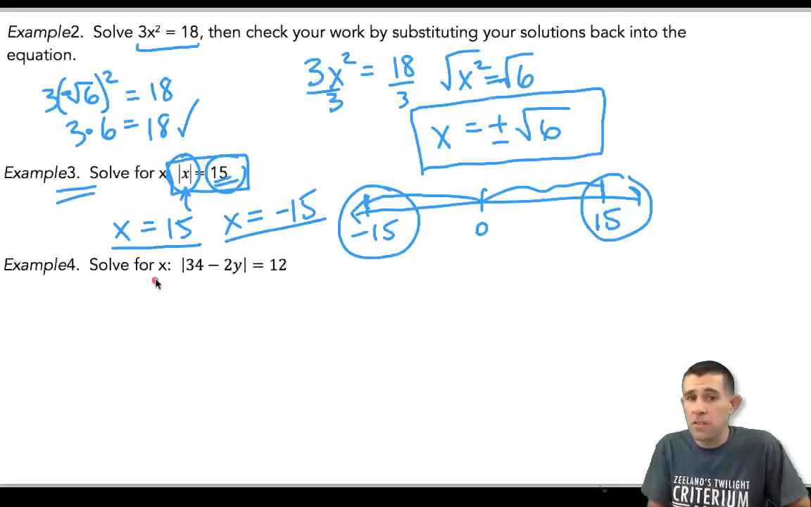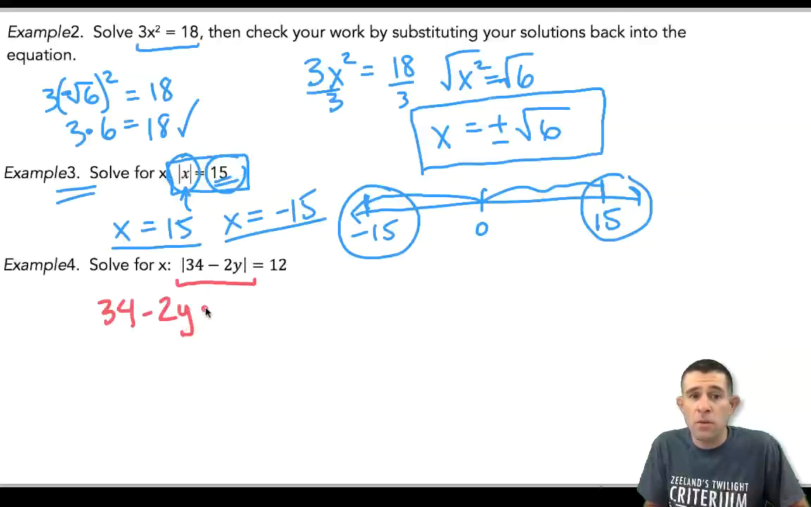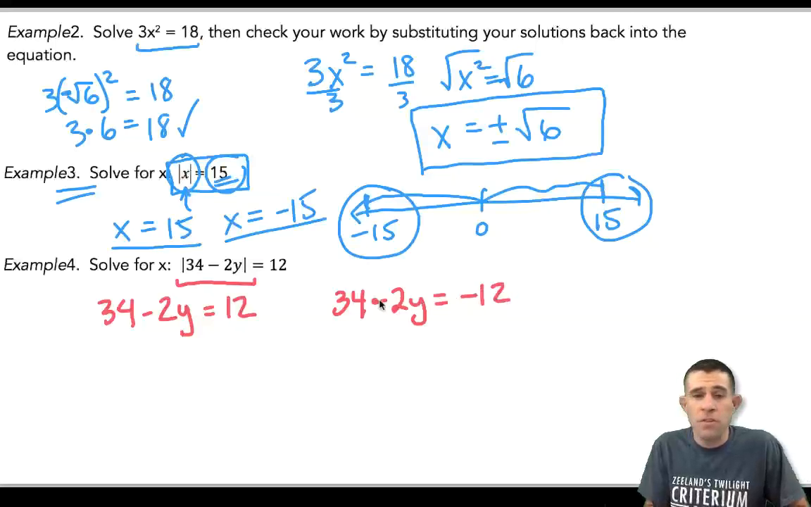It says to solve this for x: we have the absolute value of 34 minus 2y equals 12. So right away, we've isolated our absolute value signs. We're going to drop those bars. And when we drop the bars, we have to set it equal to both the positive value of 12, and we have to set it equal to the negative value of 12. So we actually end up with 2 equations, and now we need to solve both of them.